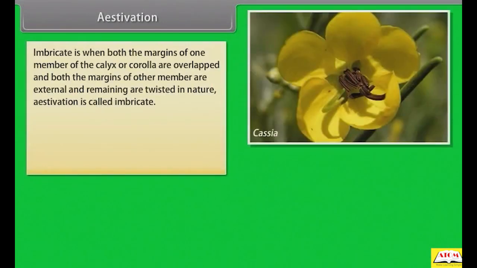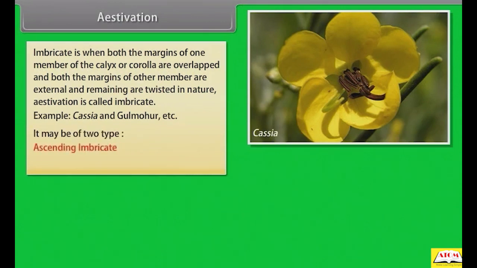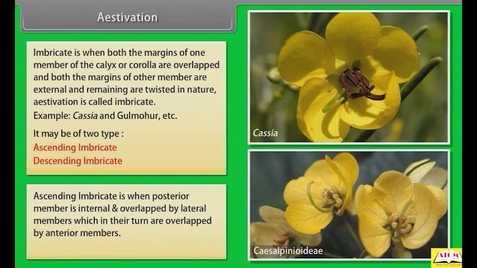Imbricate is when both the margins of one member of calyx or corolla are overlapped and both the margins of other member are external and remaining are twisted in nature. Estivation is called imbricate. Example, cassia, gulmohar, etc. It may be of 2 types: ascending imbricate, descending imbricate. Ascending imbricate is when posterior member is internal and overlapped by lateral members, which in their turn are overlapped by anterior members. Example, Cassia sophera.